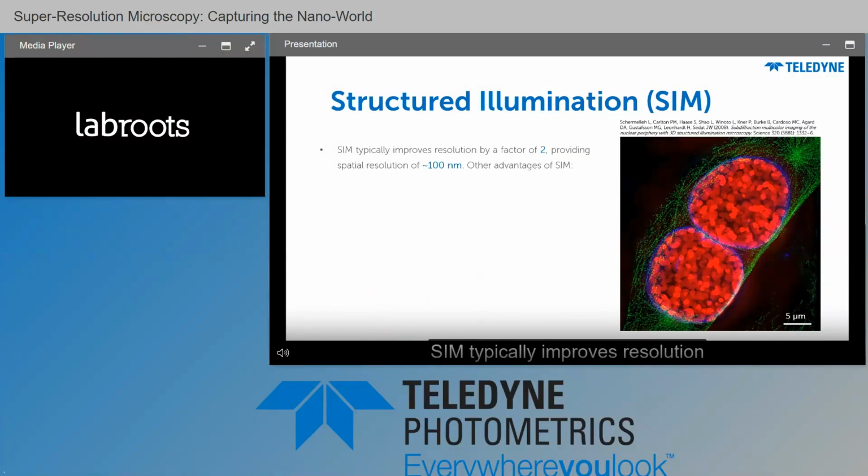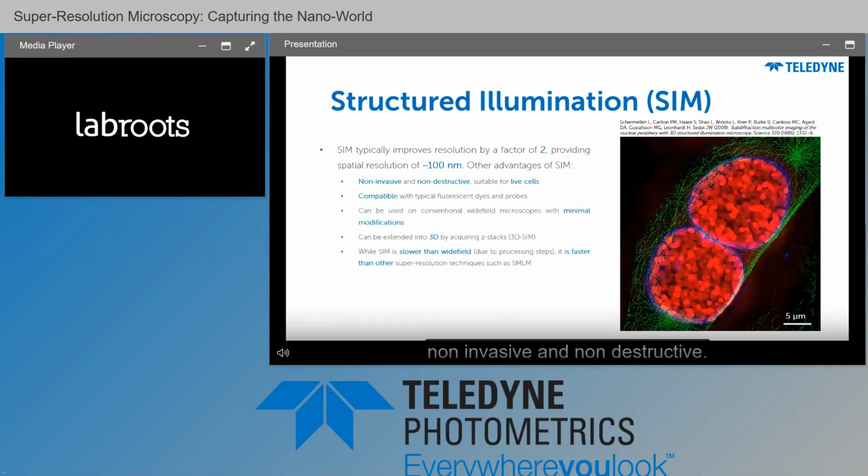SIM typically improves resolution by a factor of 2. So now you can provide spatial resolution down to 100 nanometers. Other advantages of SIM include it's non-invasive and non-destructive. All you're doing is changing the illumination style, so it's suitable for live imaging. It's compatible with most typical fluorescent dyes and probes. You can use it on conventional wide-field microscopes with minimal modifications. You're mainly modifying the illumination. And you can extend it into 3D by acquiring Z-stacks with 3D SIM.